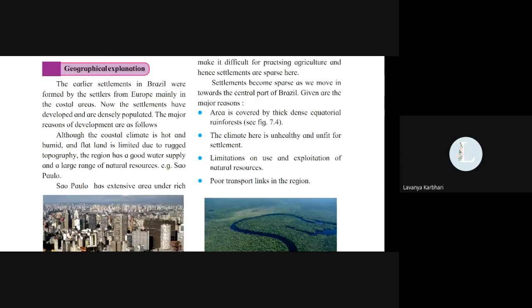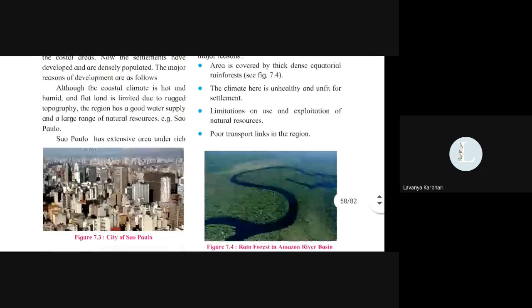Okay, so that area is covered by thick, dense equatorial rainforest. ओके, जे काही वर्षावन आहेत. ओके, अत्यंत दाट घनदाट असे वर्षावन तेथे आढळतात. Okay, that's why we cannot live there, or survival is not possible there. The second reason is the climate here is unhealthy and unfit for settlement. Okay, there is also very bad and unhealthy climate. That's why you cannot fit into that atmosphere.